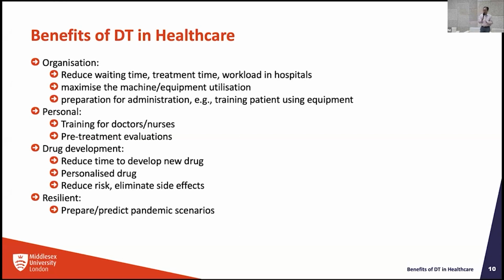We can evaluate a new way of treatment. For example, we can test before we do it on the real person. If we look at the supplier, we can look at the example of drug development here. We can shorten the time to develop a new drug. We can have personalized drugs for certain people if we have the right model of that person. We can reduce the risk of side effects of drugs for different people. And yes, as mentioned well by both speakers, we can provide resilience in terms of avoiding or predicting coming pandemic situations. So that's all about the benefits of having digital twins in healthcare.